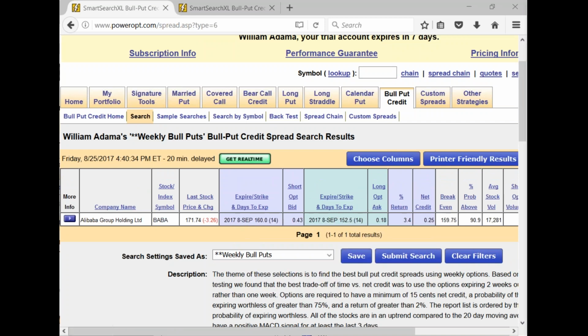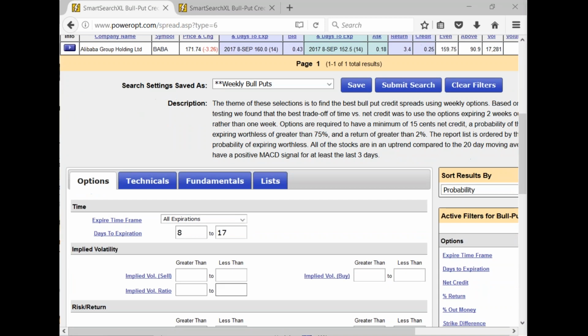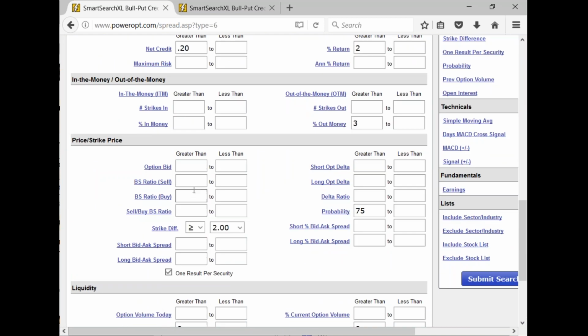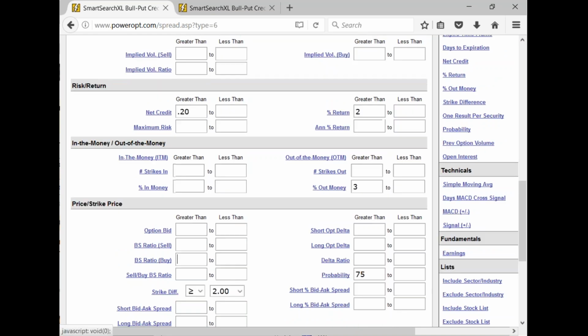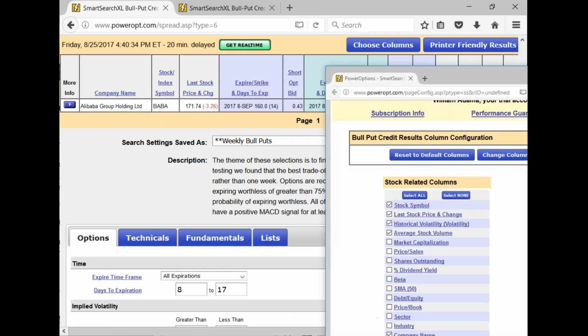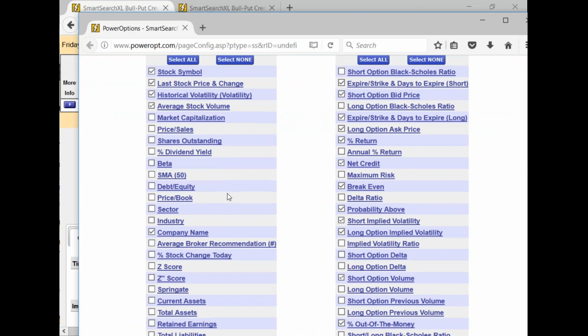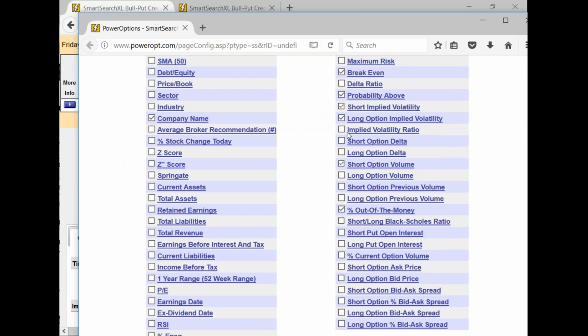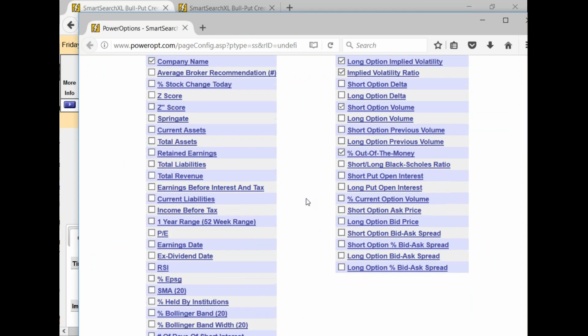Okay, we already saw that you could screen by historical volatility and you can screen by implied volatility range for the sell option and for the buy option. And you can use the Black-Scholes ratio to look for overvalued options, which is pretty much the same as the IV to HV ratio, my apologies. But when you click on the Choose Columns button, you can pick and choose which data you want to see in any search. All right, so I've already got historical volatility selected, and I can select the implied volatility ratio. That's between the sell and the buy.